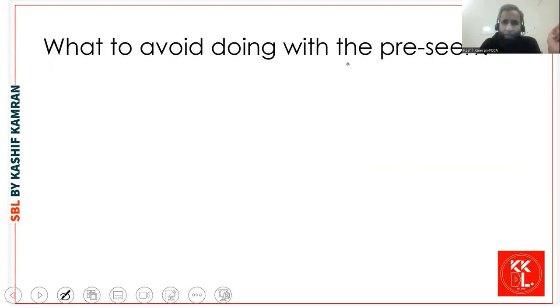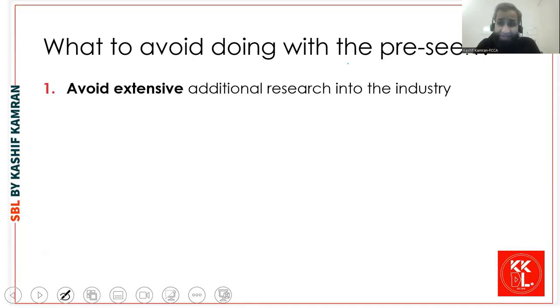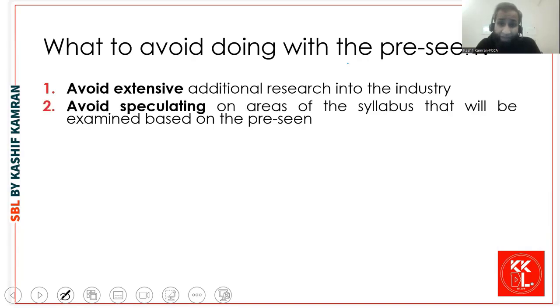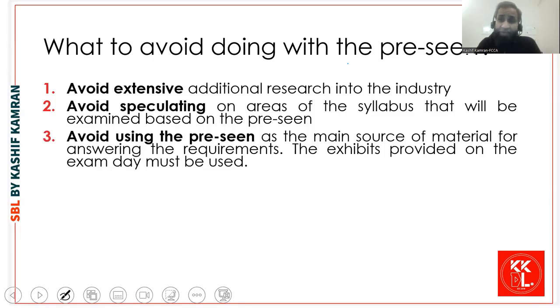Okay. What to avoid with the pre-seen? Avoid extensive research. Number two, avoid speculating on the areas of the syllabus that will be examined. Avoid speculating what will come. Ask the tutor, can you tell me what will come from the pre-seen? No, that is not allowed by ACCA. Avoid using the pre-seen as the main source of material in answering the requirement.